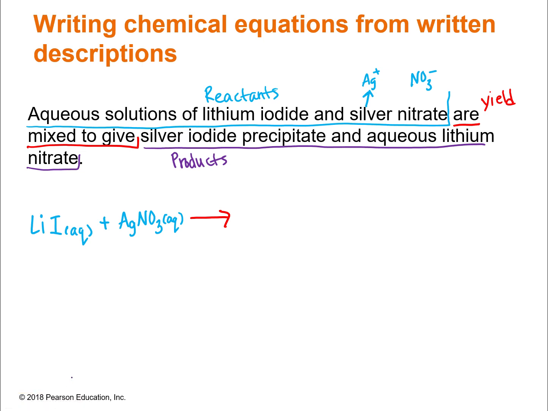Now we've got to write our products. We've got silver iodide precipitate. That means an insoluble solid. So when you see that something is a precipitate, you write it as a solid. And we've got aqueous lithium nitrate. So that's taking the written description and writing a chemical equation. Does everyone follow how I did that piece by piece?